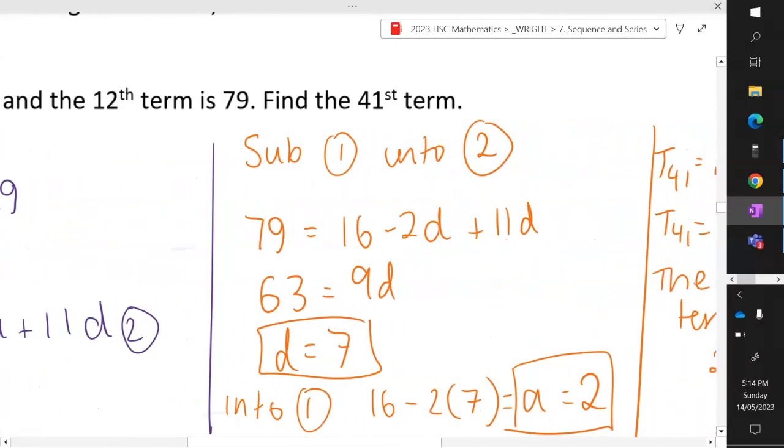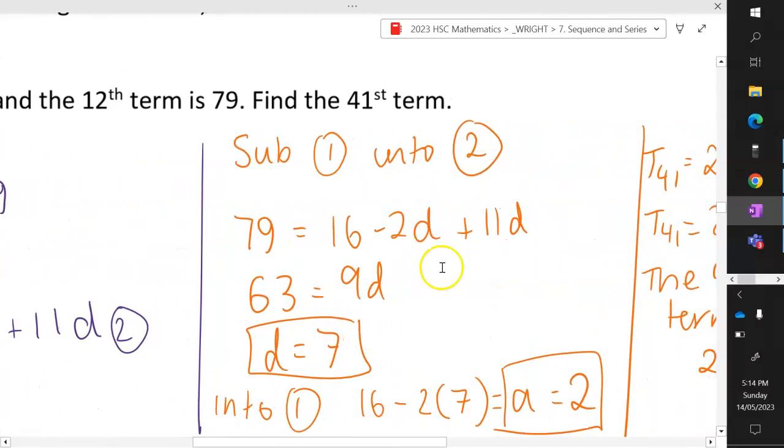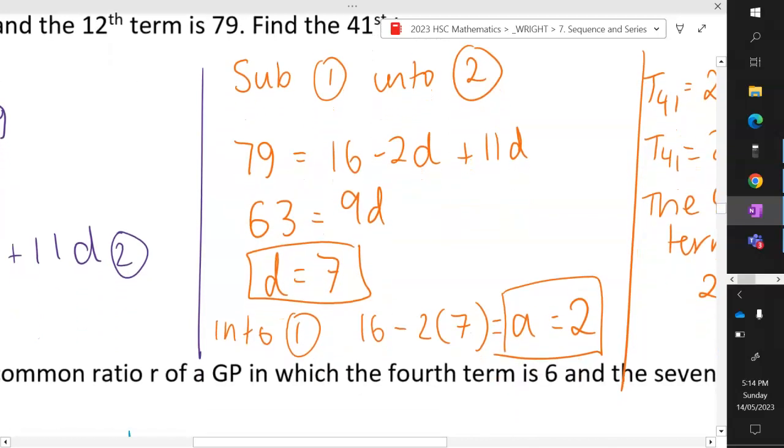So I have gone and said, let's sub 1 into 2. So I get 79 is 16 minus 2D plus 11D. 63, therefore, I've taken 16 from both sides, equals 9D. So D is 7. So you would have got that if you had added or subtracted your equations anyway. Now sub this D equals 7 into one of those first two equations. I popped it into 1. And I got 16 minus 2 times 7 is A, and that is equal to 2.